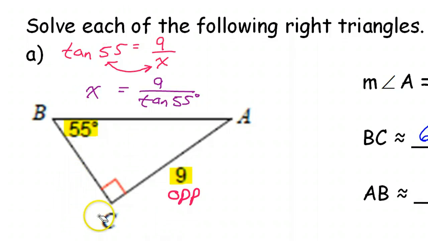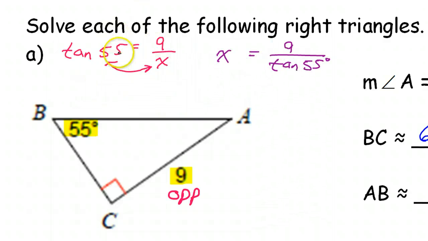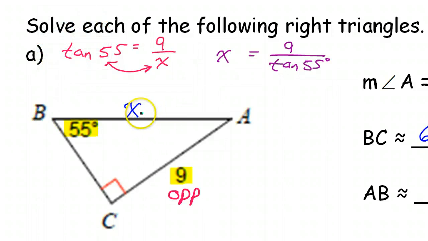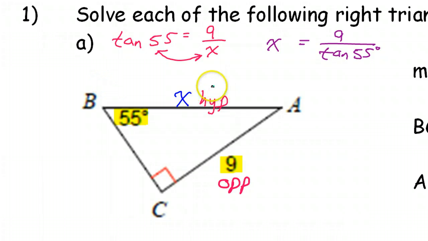Now, how about AB? Let's erase that and start over. AB is this side right here. Again, from the perspective of the 55, 9 is opposite, but AB is the hypotenuse. So we have opposite and hypotenuse. Which function is that? The sine of an angle is opposite over hypotenuse. So we will work the sine function.